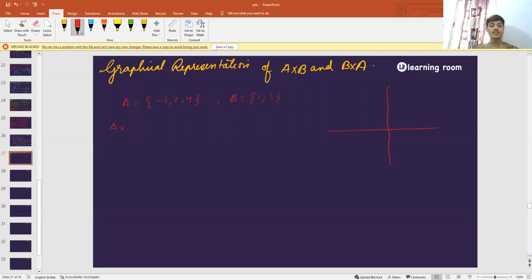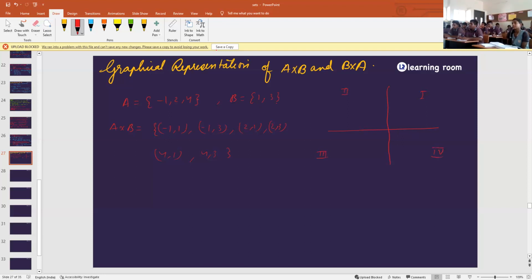A cross B is what? (-1, 1), then (-1, 3), then (2, 1), then (2, 3), then (4, 1) and (4, 3). This is A cross B. So you can just locate the points. (-1, 1) will be in which quadrant? Tell me. Second quadrant, negative of x and positive of y. So somewhere here it will be (-1, 1).